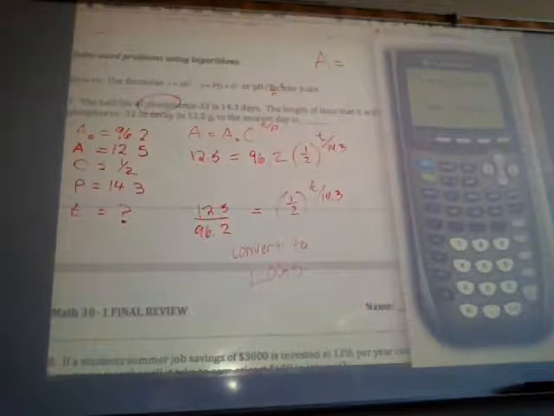So y1 will be 12.5, and y2 will be 96.2 times 1/2 to the power of, I'm just going to put in brackets, x over 14.3. We already know the answer was 42, right? On my regular window settings, if I graph this, I'm not going to see this solution. So just make sure if you're not seeing a graph, you change your window settings.